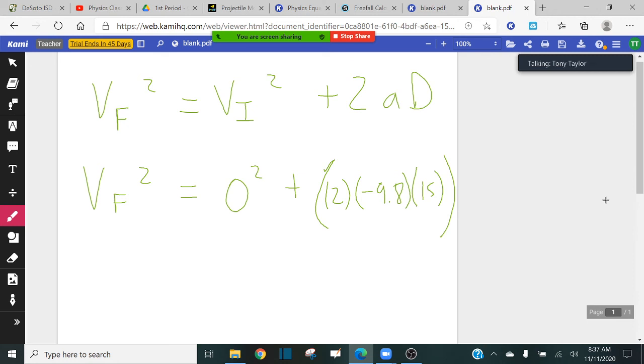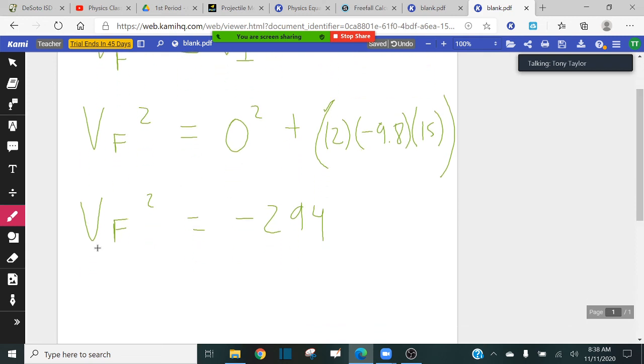Hey guys, I want to say something here from the private messages you guys were sending me. A lot of you are forgetting to take your square root. Remember, final velocity squared is equal to 2 times negative 9.8 times 15, which gives me a negative 294, right? But guys, look at this right here. This is final velocity squared is equal to 294.